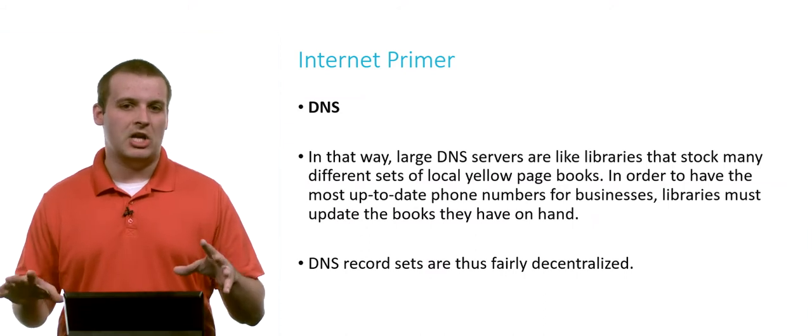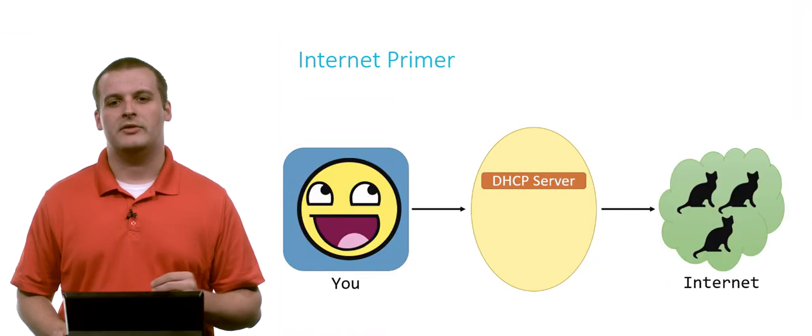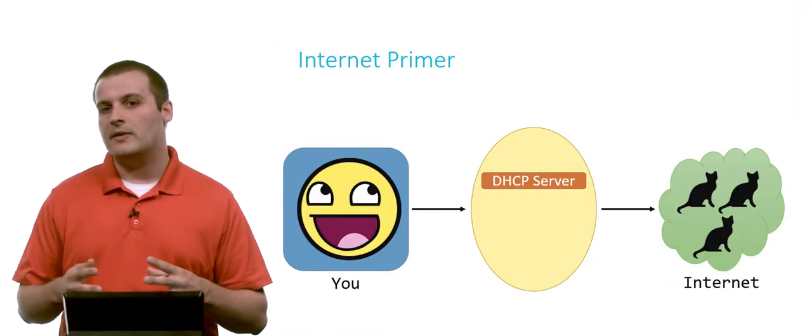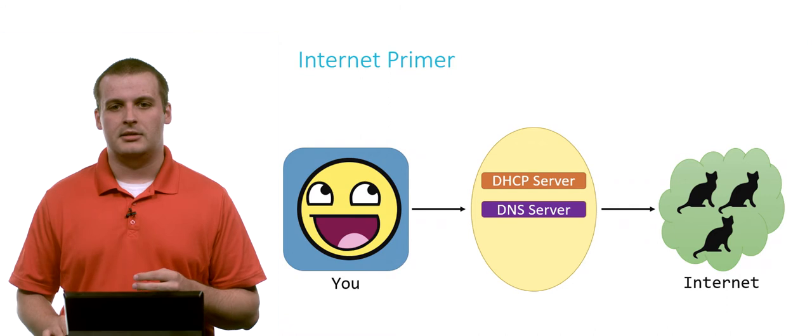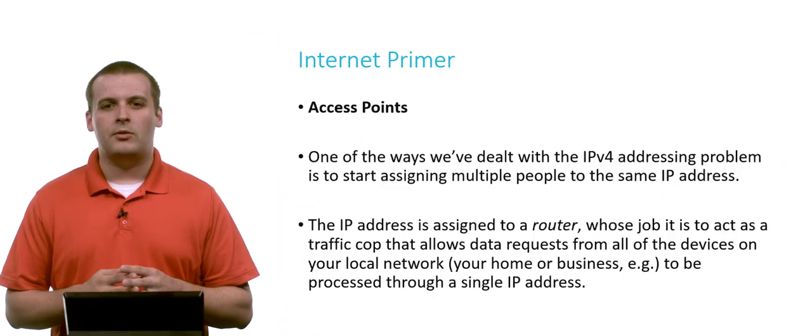So the DNS system is not a giant block. It's decentralized across many, many servers. So now we know that somewhere between us and the internet there exists a DNS server as well as a DHCP server. Now, access points.